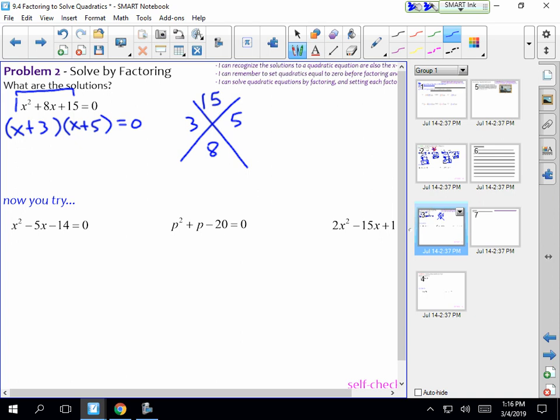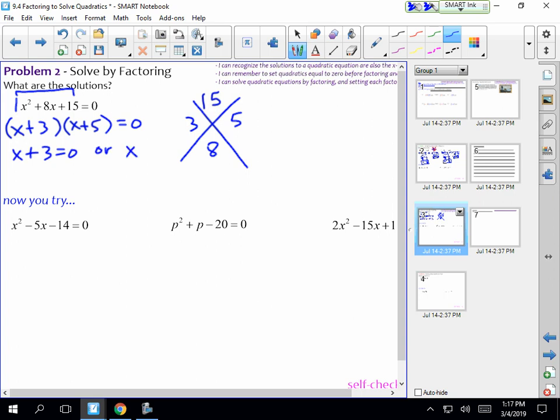They will be negative. So with the 0, the reason those are the solutions is that's what would make this equation equal to 0. The zero product property says if you put in -3 right here, this term will be 0, and -3 plus 5 will be 2, but 0 times 2 is still 0, right? Or if you put in -5 for the second one, -5 plus 5 is 0. This other one is not 0. It's -5 plus 3 is -2, but -2 times 0 is still 0.